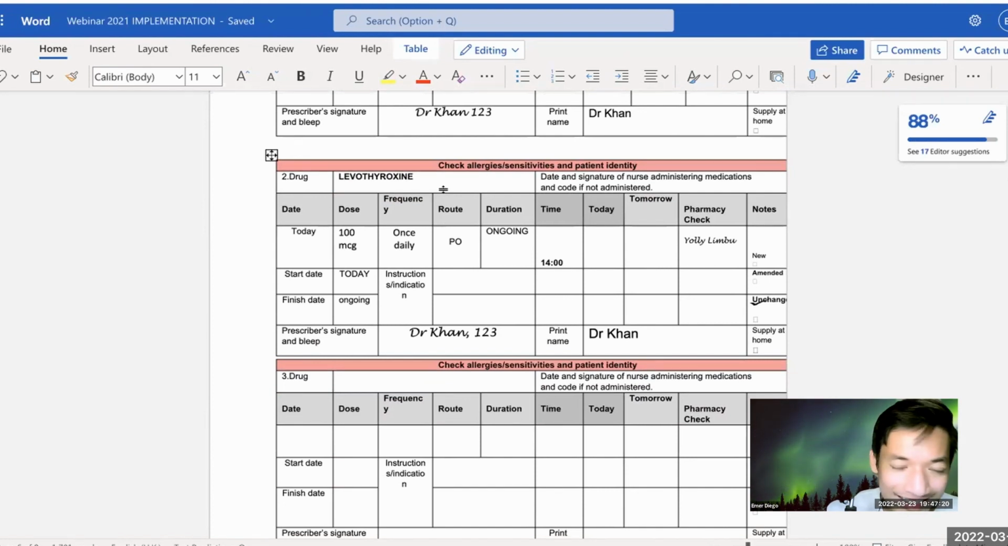Please type your answer. Are we giving this medication or not? Based on the prescription in front of you, are we giving this or not? And at the end, it says here, checked by Yoli Limbu, and the prescription is unchanged. Are we giving this or not? So what is levothyroxine for again, guys? Help me.